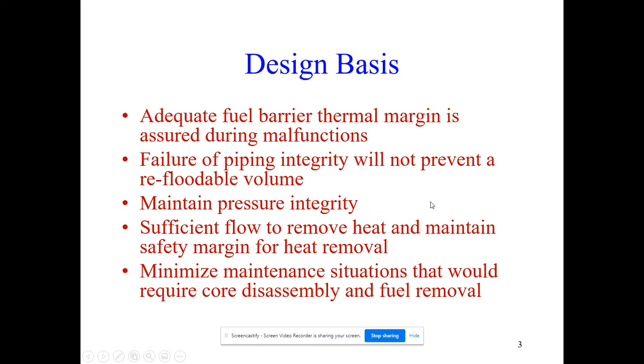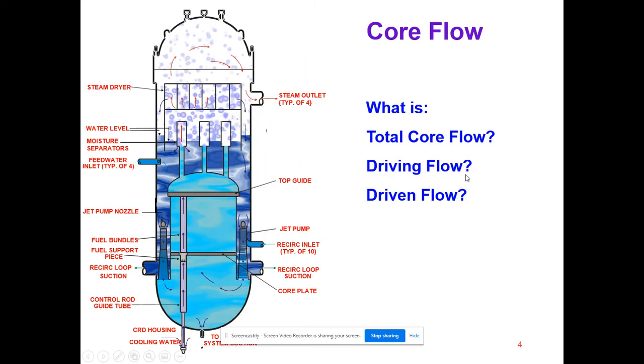So if we have a problem with our recirc pumps, we're going to have to go in there in between outages, which means shutting the reactor down. So we've got total core flow, which is all the flow that's going through here. And then we have driving flow versus the driven flow. So reactor recirc is going to be the driving flow.